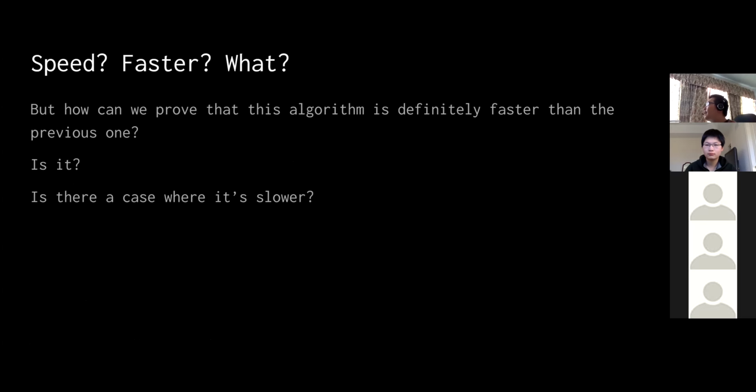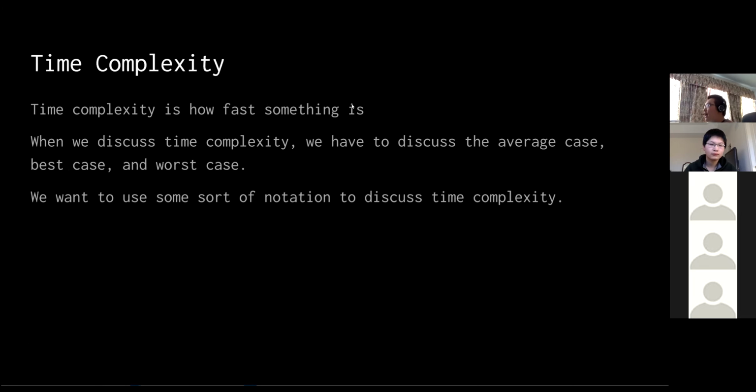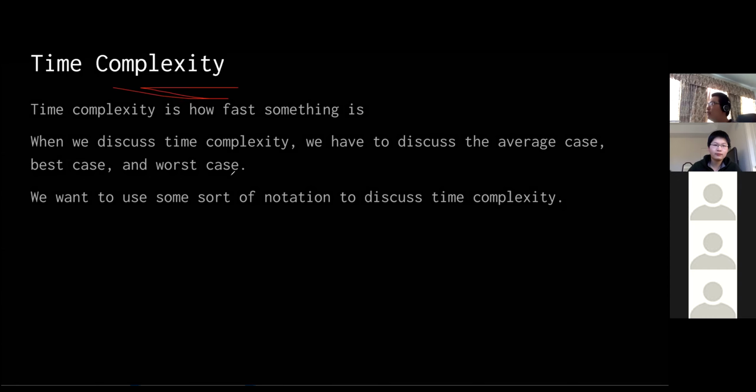We can't really answer any of these questions without knowing some sort of general way to solve this, and we need to define some new notation. The new notation is called time complexity. And Martin actually put time complexity in the chat. What time complexity basically means is how fast something runs, and we really care about this in computers.